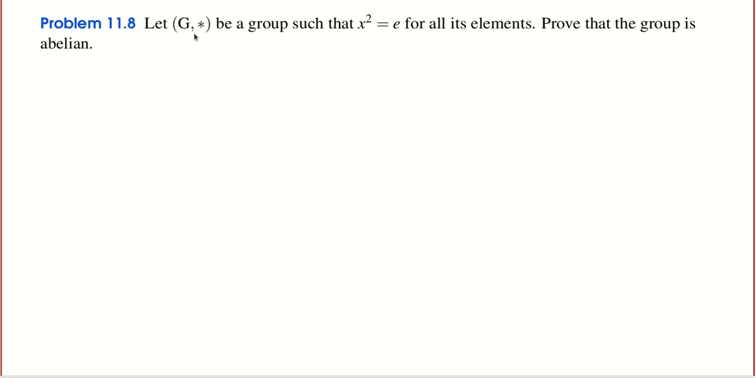In this exercise, we have this group with some arbitrary operation. And what we know about this group, what is peculiar about this group, is that the square of every element is the identity. And that happens for all the elements of the group. So we have to prove that if this is true, then the group is abelian.